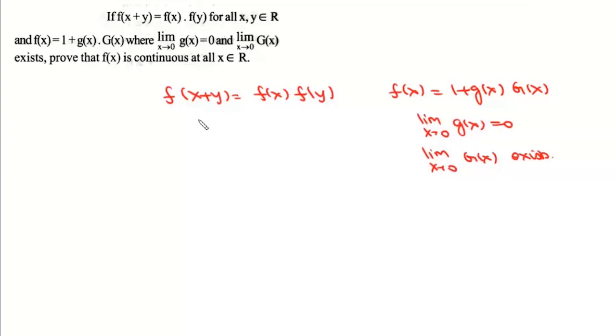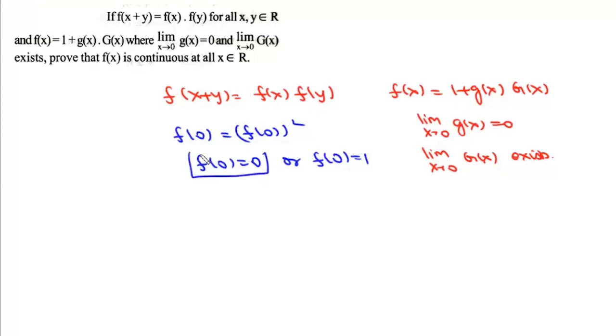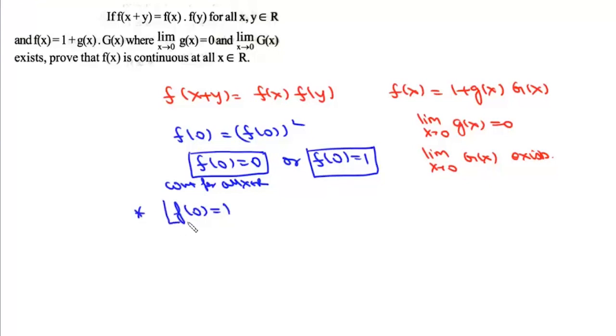Now, if we put x and y both 0, we can write f(0) is equal to f(0) square. So from here, either f(0) is 0 or f(0) is 1. Now, if we put y as 0, f(x) into f(0) is 0, which is a constant function. So for this, f(x) will be a constant function which is continuous for all x belongs to R. Now, what if f(0) is 1? So we'll take this case when the value of f(0) is 1.